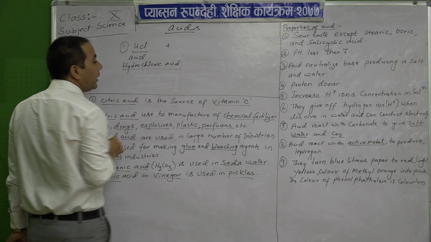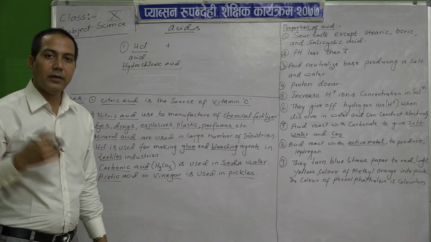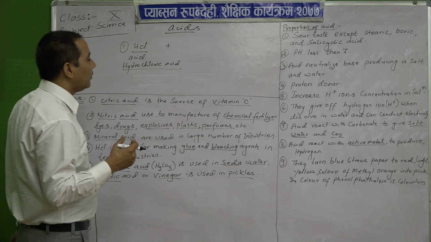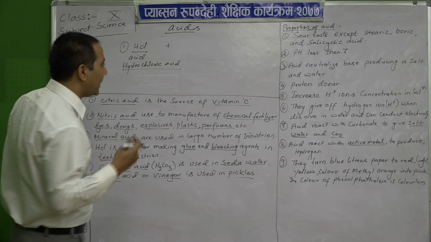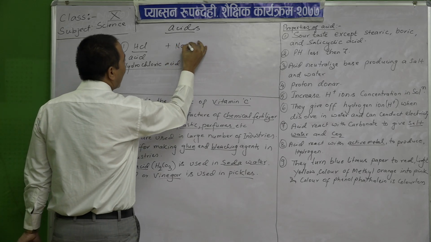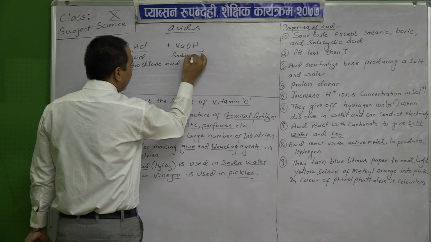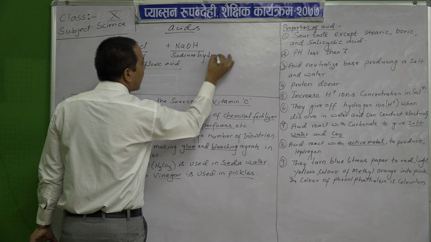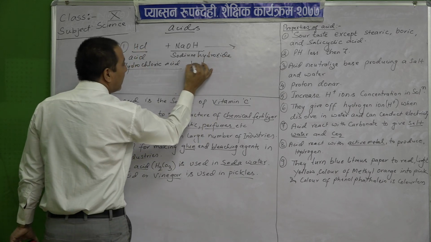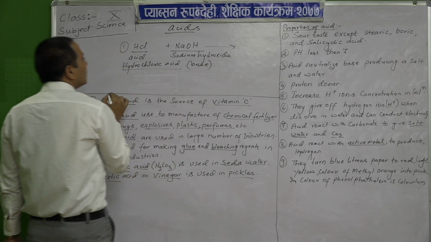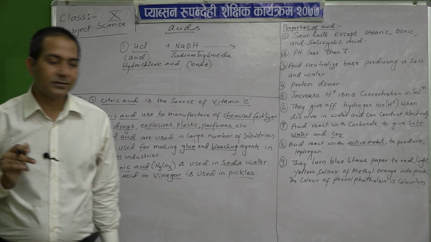Hydrochloric acid reacts with a base, meaning it has OH ion. We will study the base next day. For now you only remember that those compounds having hydroxide ion are called bases. One example is sodium hydroxide, NaOH. So this is base. So HCl is the acid and sodium hydroxide is the base.